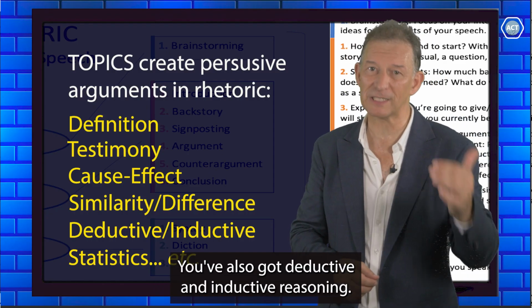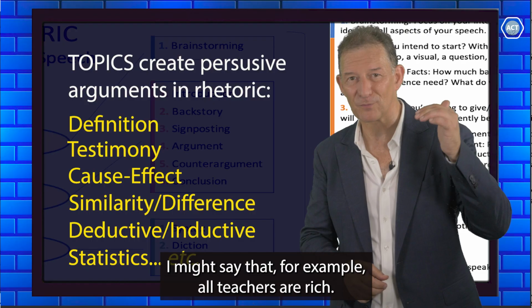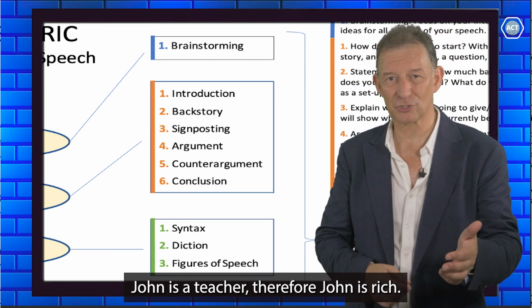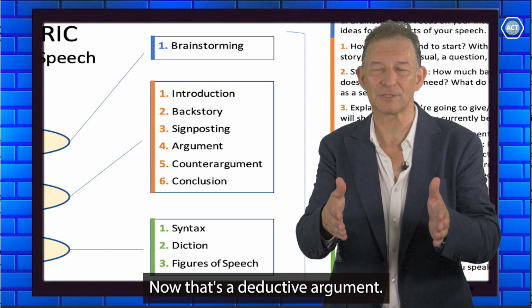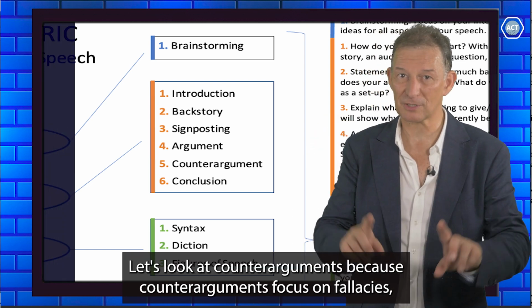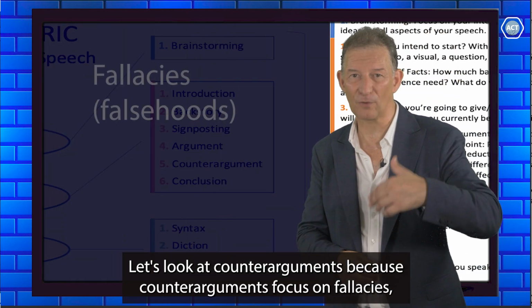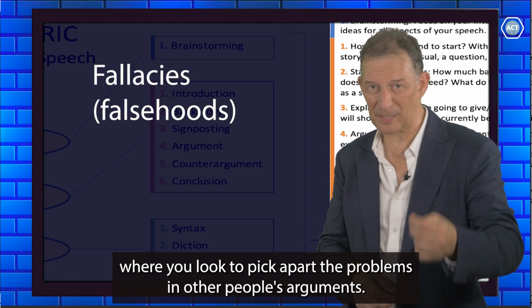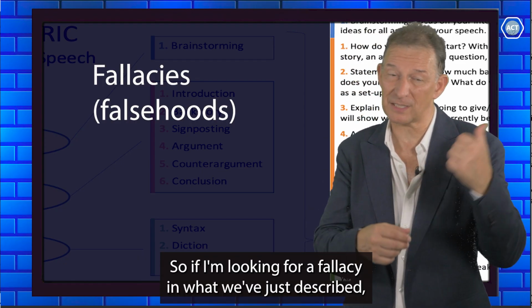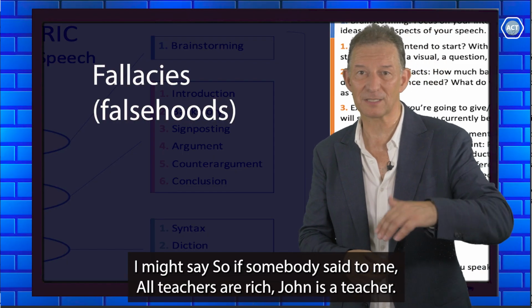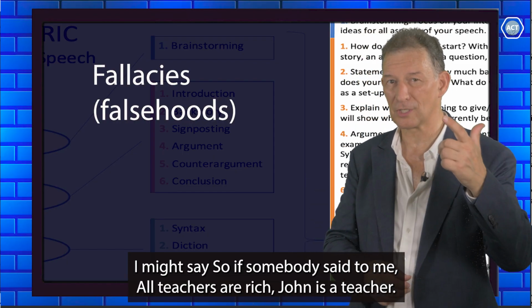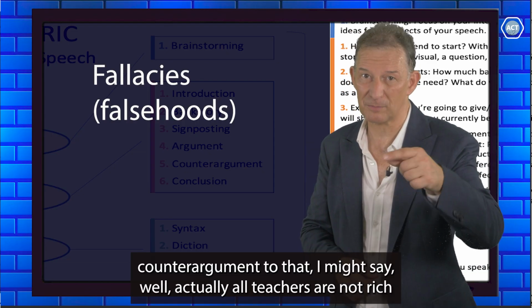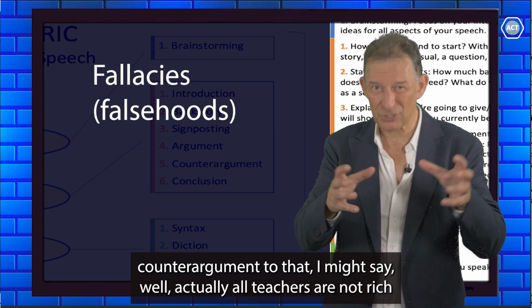You've also got deductive and inductive reasoning. I might say that, for example, all teachers are rich, John is a teacher, therefore John is rich. Now that's a deductive argument. Let's look at counter-arguments, because counter-arguments focus on fallacies, where you look to pick apart the problems in other people's arguments. So if somebody said to me, all teachers are rich, John is a teacher, therefore John is rich, and I'm now looking for a counter-argument to that, I might say, well, actually, all teachers are not rich.